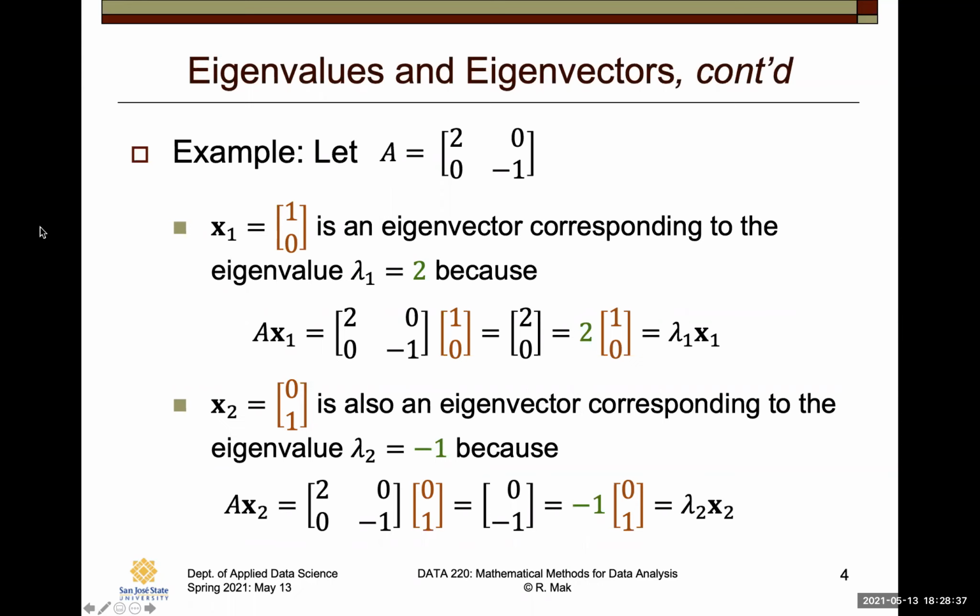Now this is also an eigenvector, and here the eigenvalue is going to be -1. Sure enough, we do the multiplications. There's A times the eigenvector. That gives us this vector here, and that's equal to -1 times the eigenvector. And so corresponding to this eigenvector is the eigenvalue -1. Well, that was a simple example.